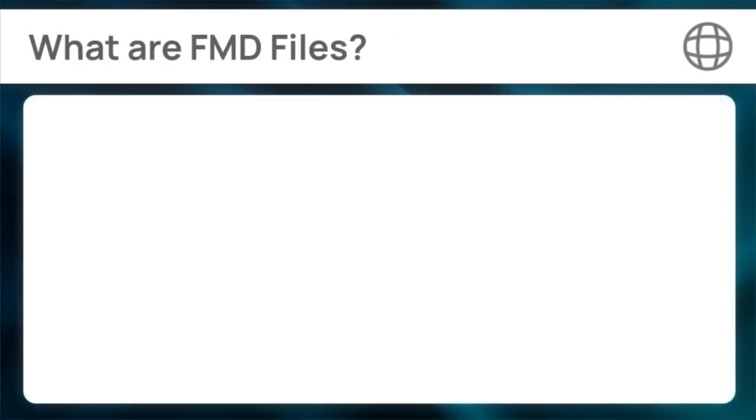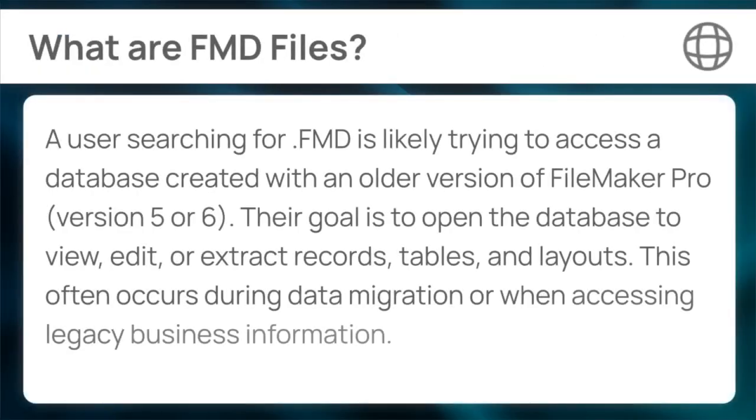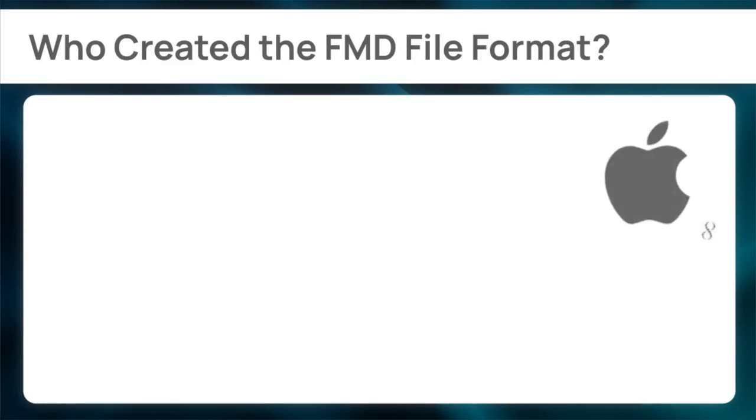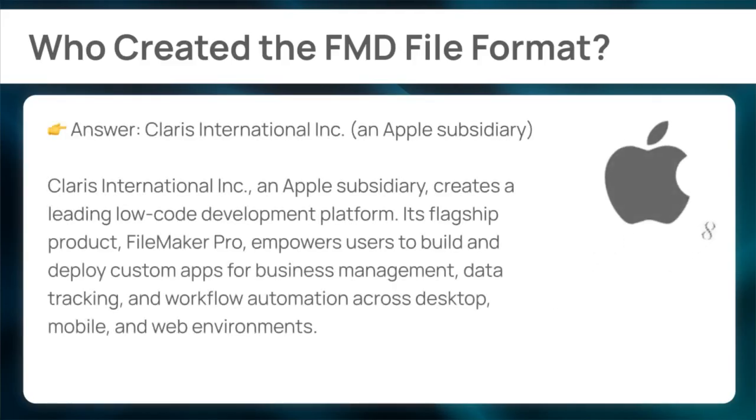A user searching for .fmd is likely trying to access a database created with an older version of FileMaker Pro, version 5 or 6. Their goal is to open the database to view, edit, or extract records, tables, and layouts. This often occurs during data migration or when accessing legacy business information.